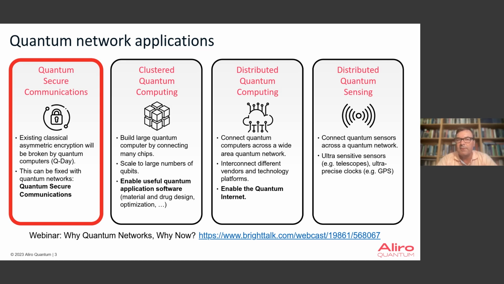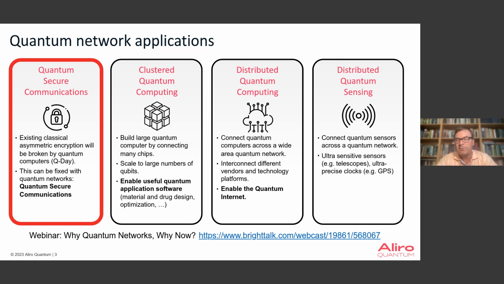The most well-known and most mature application of quantum networks is called quantum secure communications. We need quantum secure communications to deal with something that's called Q-Day. This term Q-Day refers to the problem that existing security protocols such as RSA or Diffie-Hellman will very likely be broken by quantum computers due to the discovery of Shor's algorithm. There are already multiple companies out there that are right now offering quantum key distribution, or QKD, products that use quantum networks to fix these broken protocols.